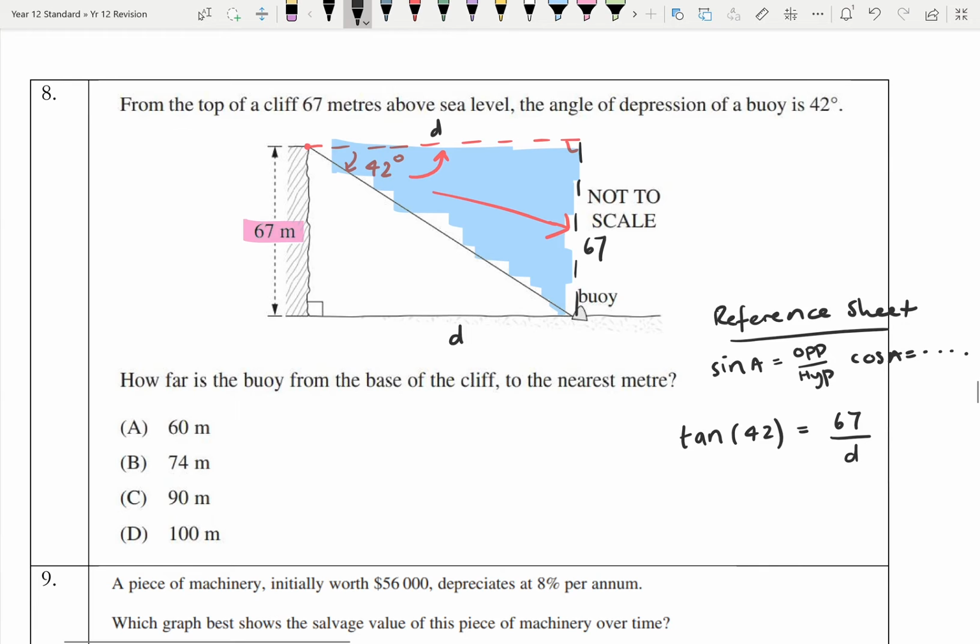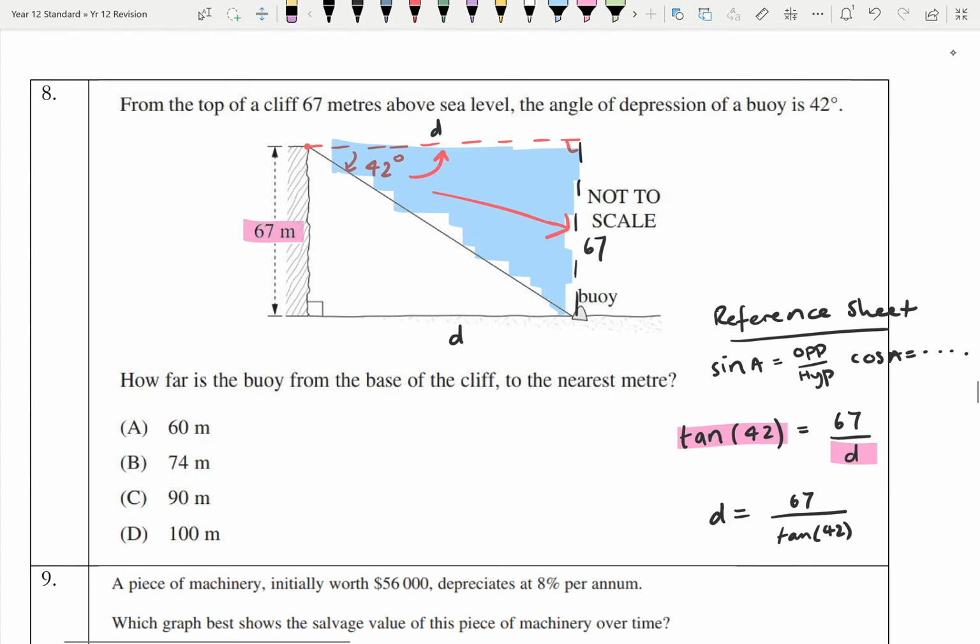So there's a couple ways you can do it. You could remember a shortcut, which is where if D is on the bottom, because this is actually a hard case, it just swaps with everything on the other side. So then you'd get D equals 67 over tan of 42. Pop it in your calculator and you're done.